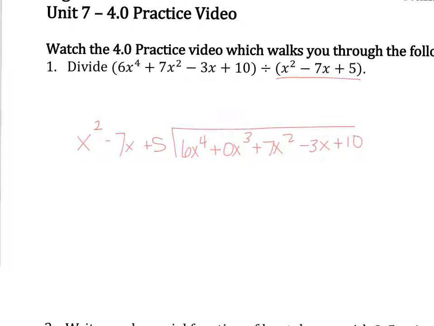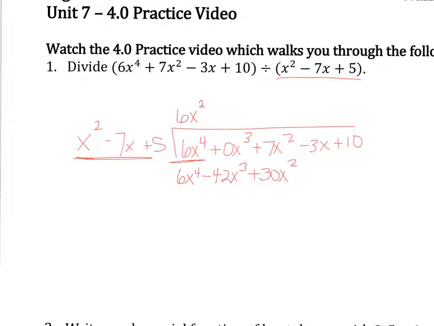Okay, so we are going to start by looking at the first term of the dividend, and we're going to divide it by the first term of the divisor. So 6x fourth divided by x squared. We get 6x squared. Then we're going to take that number that we just got and multiply it by this whole thing. So 6x squared times x squared is 6x to the fourth. 6x squared times negative 7x is negative 42x cubed. And 6x squared times 5 is 30x squared.